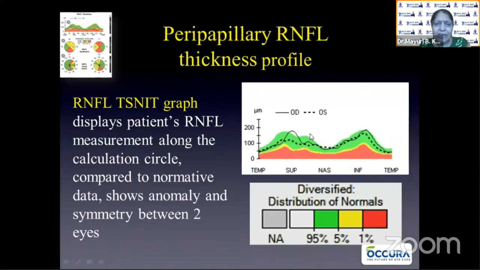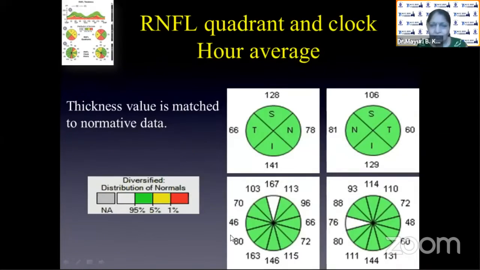And then the RNFL TSNIT graph is displayed, showing the patient's RNFL measurement along the calculation circle, compared again to the normative database, and shows the anomaly and symmetry between the two eyes. And the distribution of the normals is shown here. The gray here suggests that this data cannot be matched with the normative database. It is outside whatever is there with the machine.